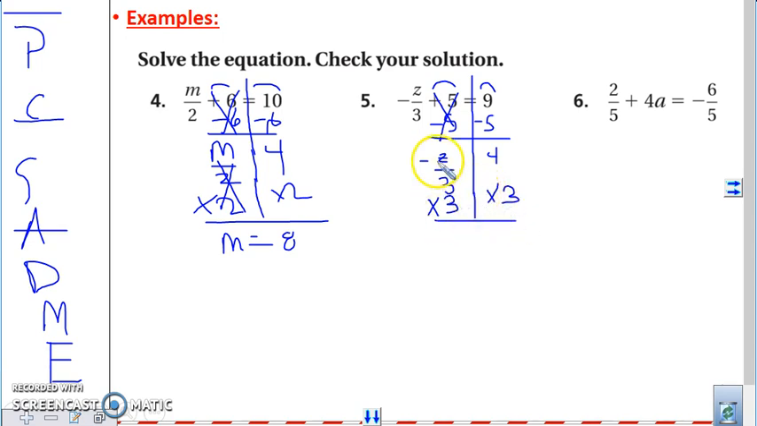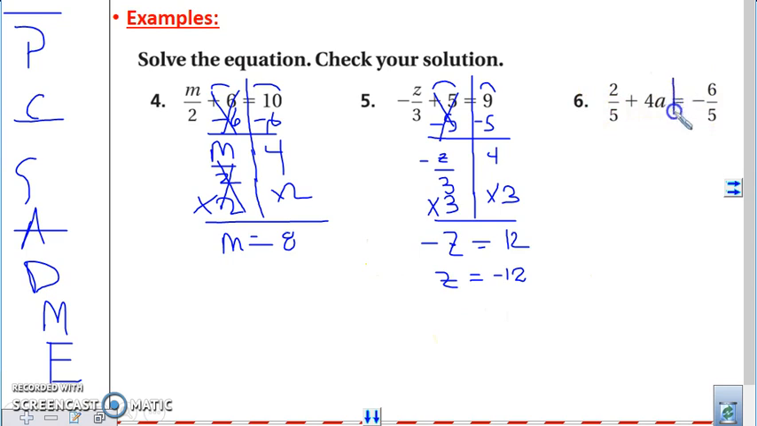Now we'll have negative z, and I saw a lot of you guys forget this yesterday with that checkpoint. Negative z equals 12. We don't want negative z, we want positive z. So we're going to flip the signs, and we're good to go. Negative divided by negative is positive. Positive divided by negative is negative. There you go. All right, next one.